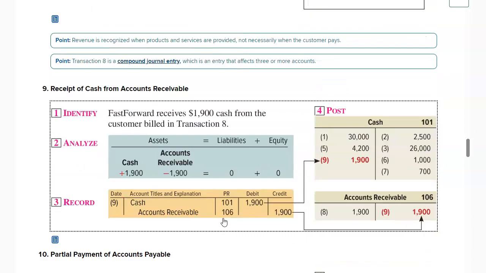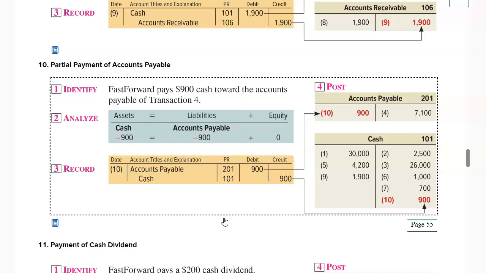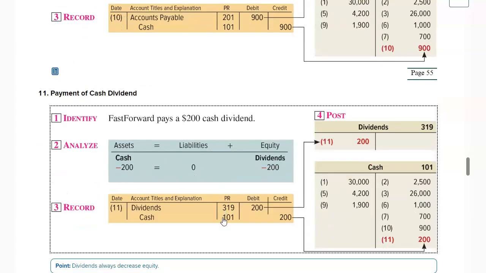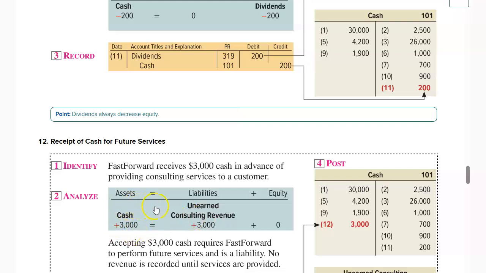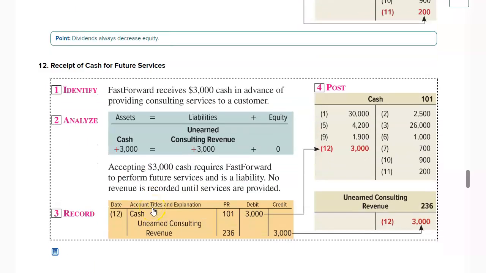Now, in this case, when we get to the end of this, you can take all of our accounts and add them up and come up with a trial balance. And we'll take care of that in another little video. But I want you to look at this. This is the cash account.